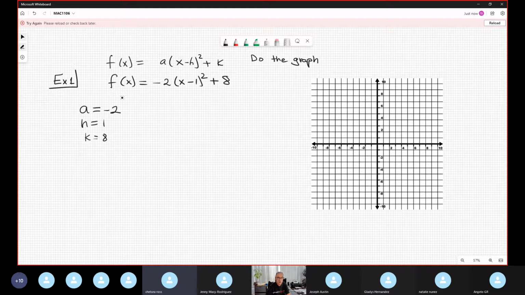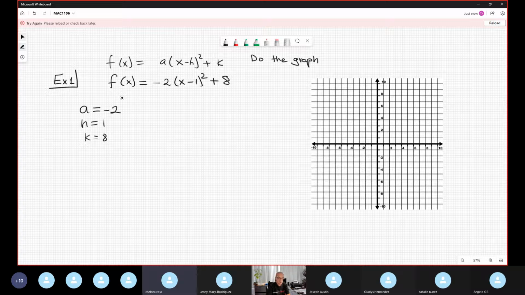Es obvio que A is -2, H is +1. Be careful with the sign. You see -1, but actually the formula has a minus in front. So you see plus because we have a double negative. However, K is not changed, because K has a positive sign in front. So it's the same. K is 8.